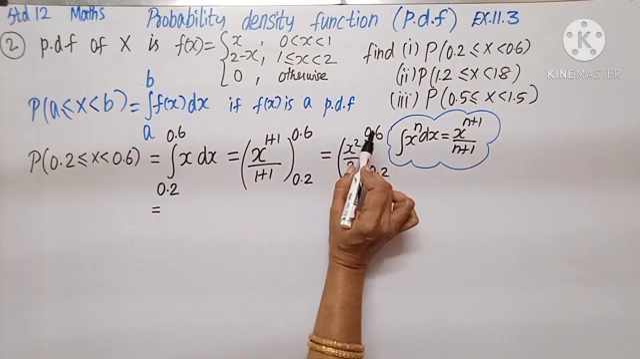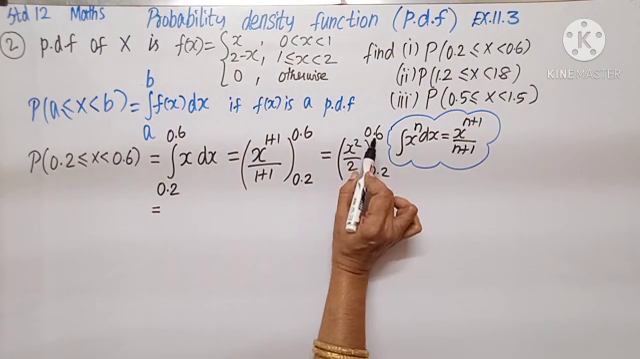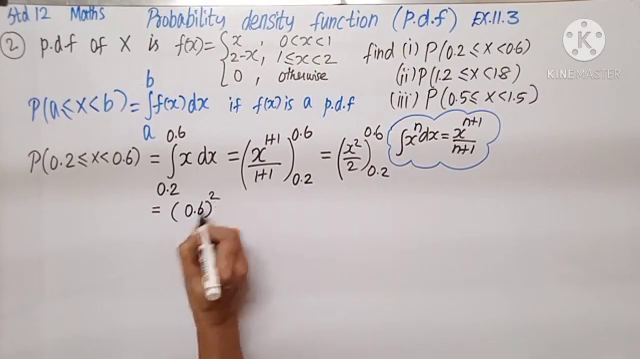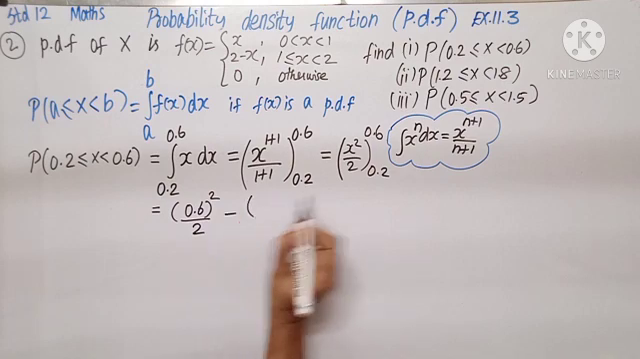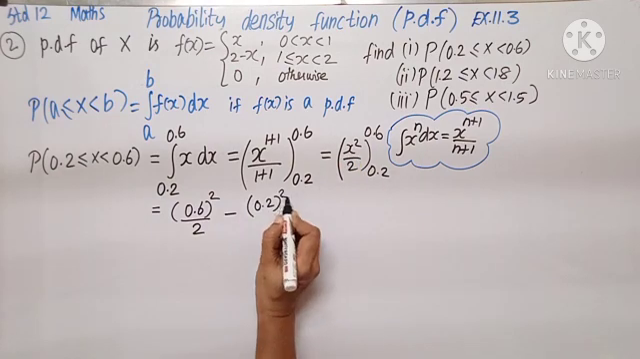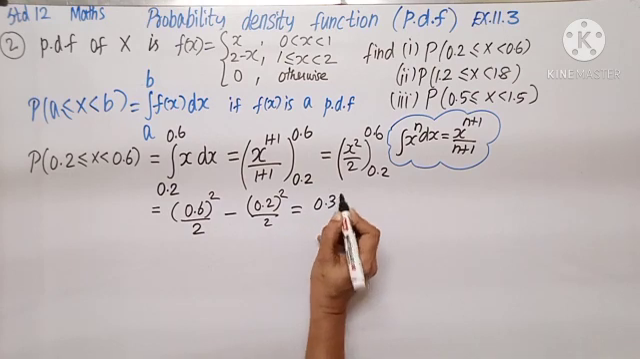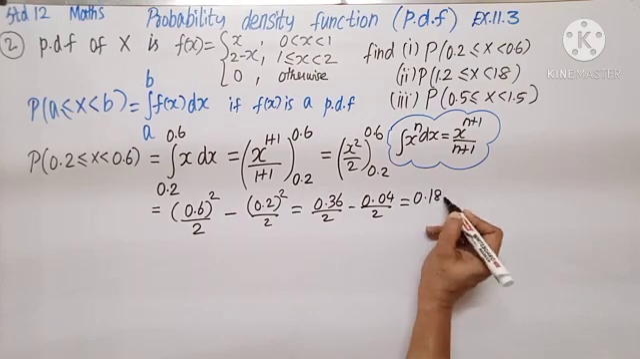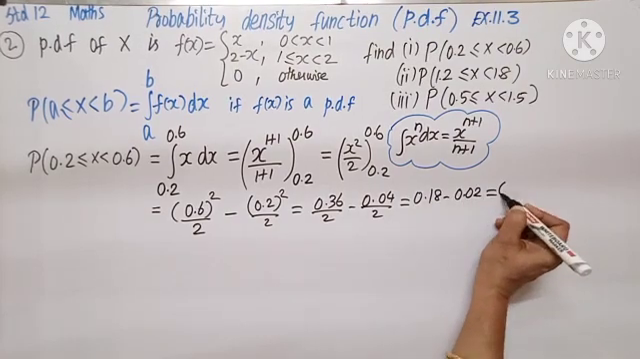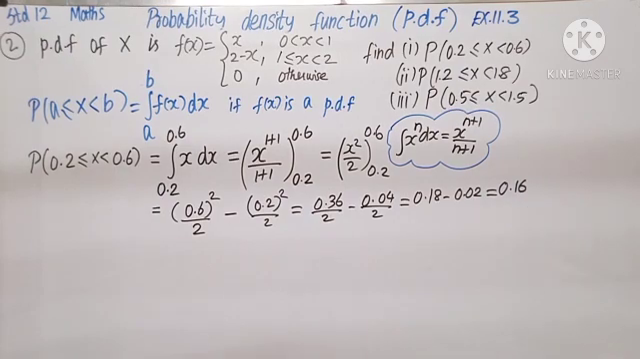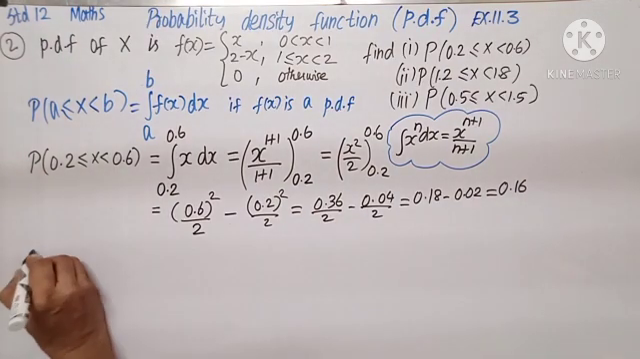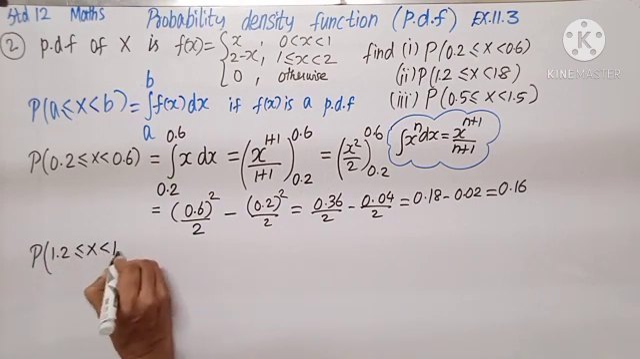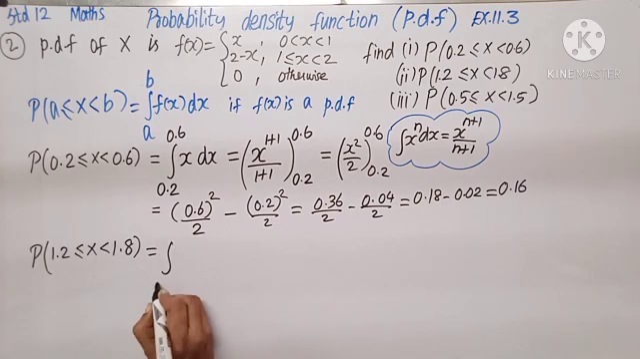Wherever x is coming, put the upper limit. This we call the upper limit and this we call the lower limit. So, 0.6 the whole square by 2 minus 0.2 the whole square by 2. 0.36 by 2 minus 0.04 by 2, that is 0.18 minus 0.02, and we get 0.16.